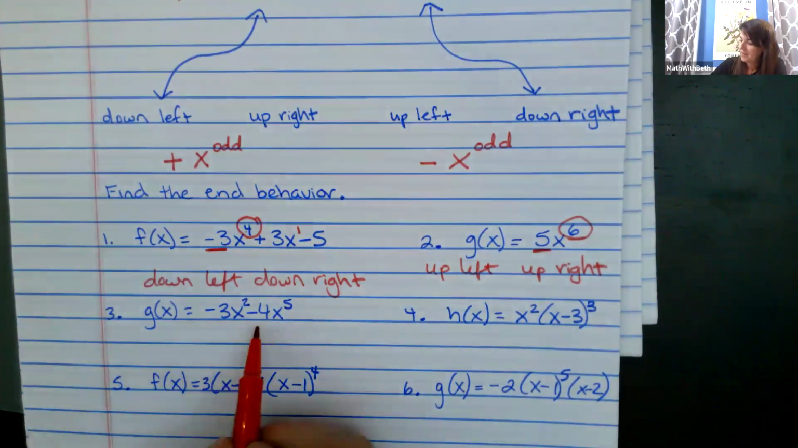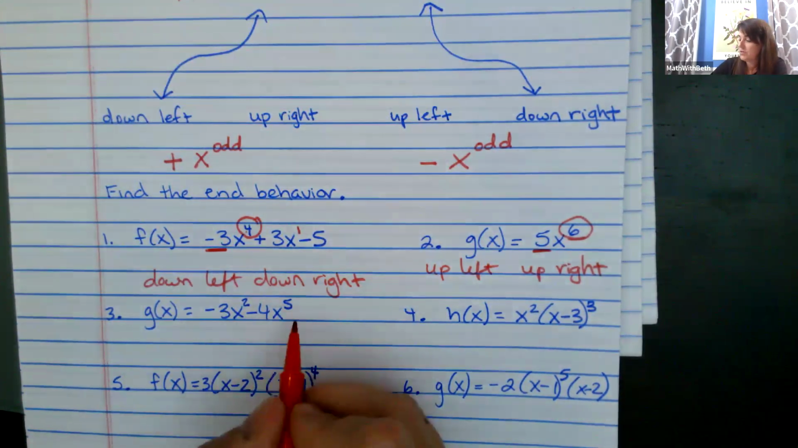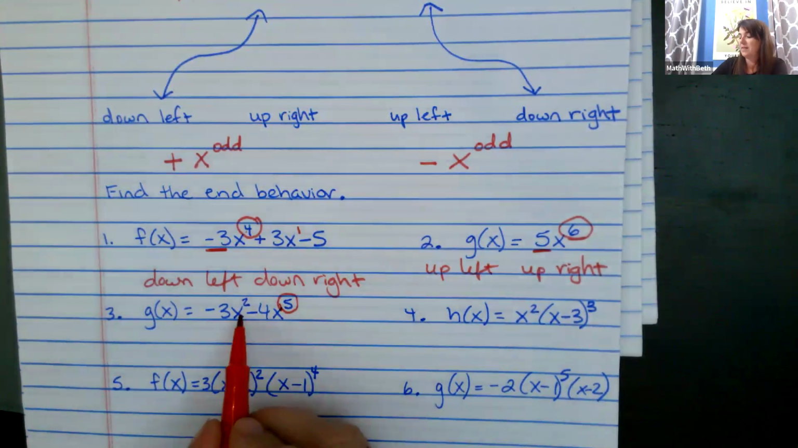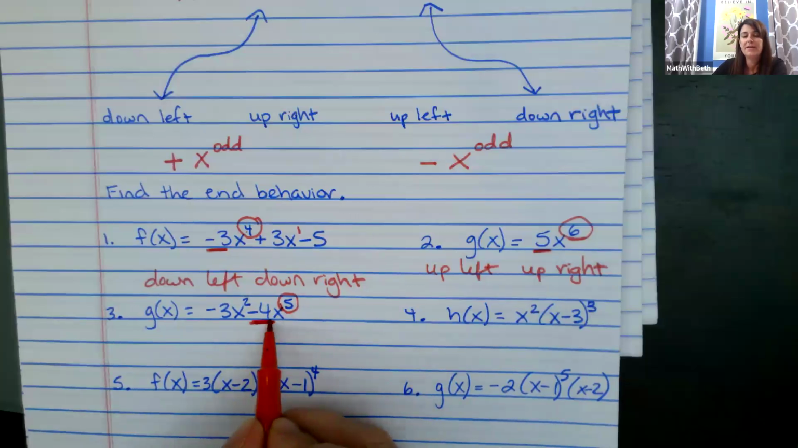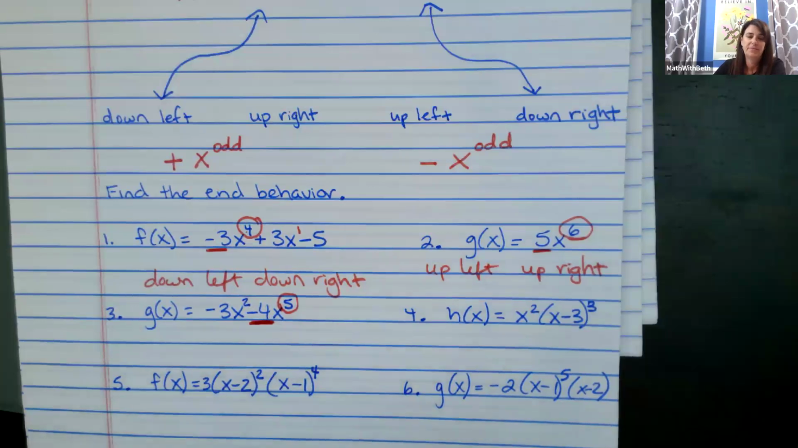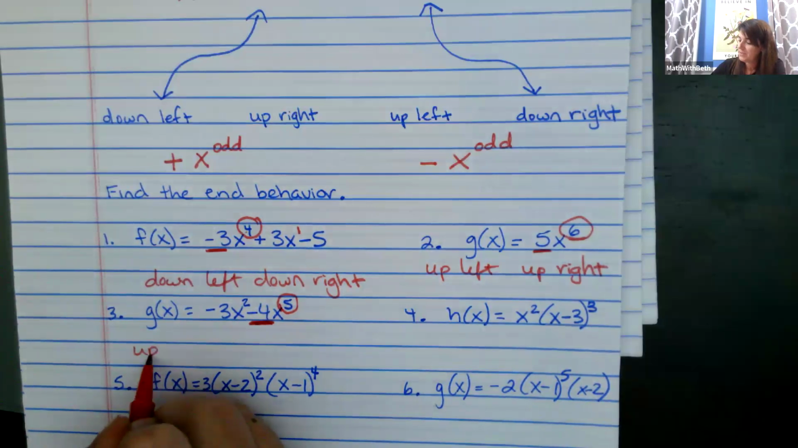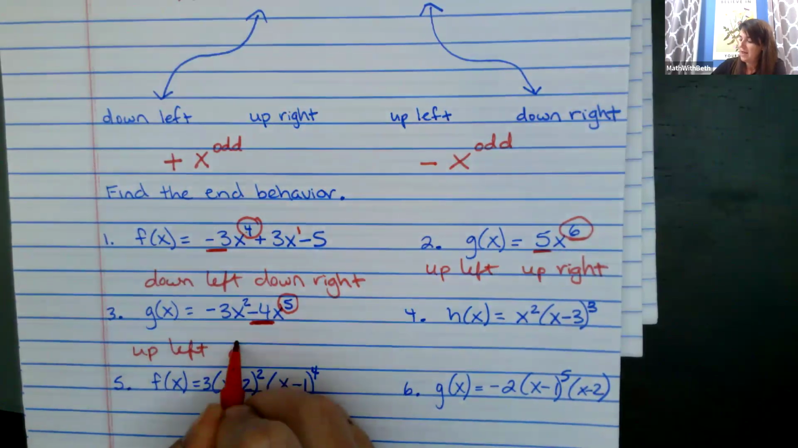Number 3, this one is not in order, so make sure you're not tricked and think that it's a 2 when really the highest power is a 5. And then what number is in front of that term? Negative. So negative and odd is going to go up to the left, down to the right.